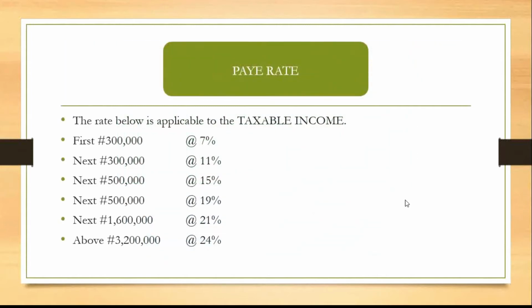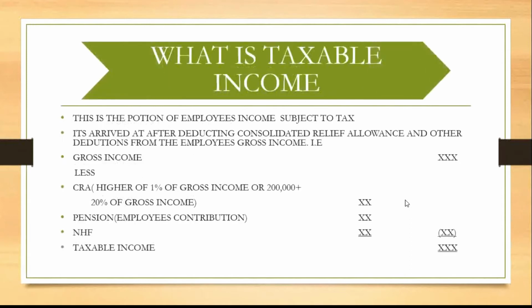So now the rate applicable is this. It's on the taxable income. What is taxable income? It's just that portion of the employee's income that is subject to tax. They don't tax the whole gross income. There are some deductions that should be made. After deducting, what you have left is the taxable income.